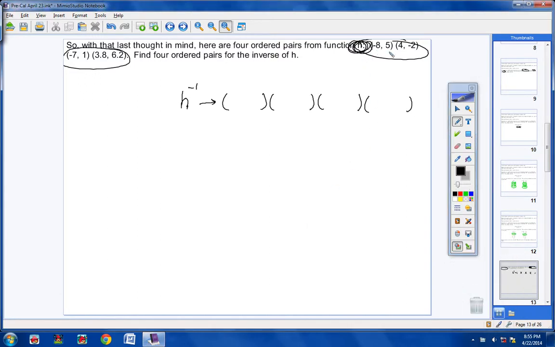Well, (-8, 5) is an ordered pair that satisfied h, so for the inverse of h it would be (5, -8). And (4, -2) satisfied function h, so (-2, 4) would satisfy the inverse of h. (-7, 1) was an ordered pair from h, so (1, -7) would be an ordered pair that we would get out of the inverse of h. And then (3.8, 6.2) was an ordered pair for h, so we're going to turn those around, and an ordered pair that would satisfy the inverse of h is (6.2, 3.8).